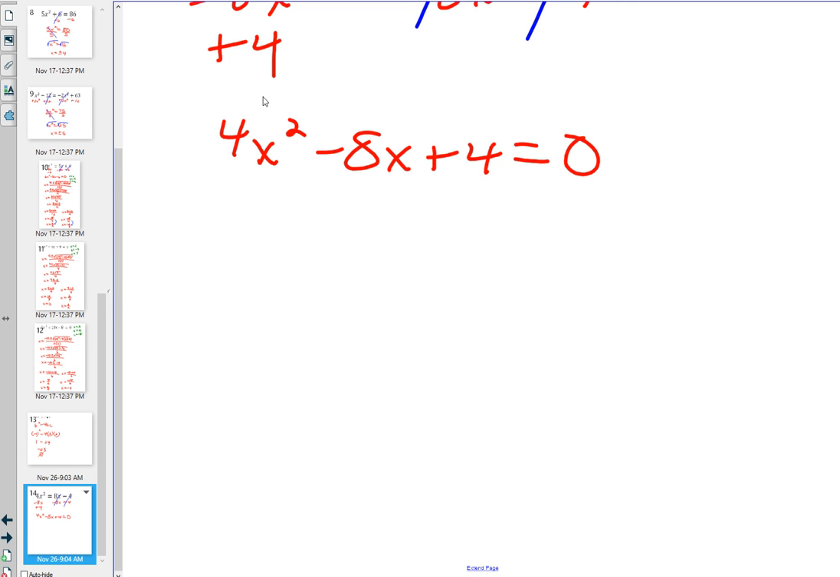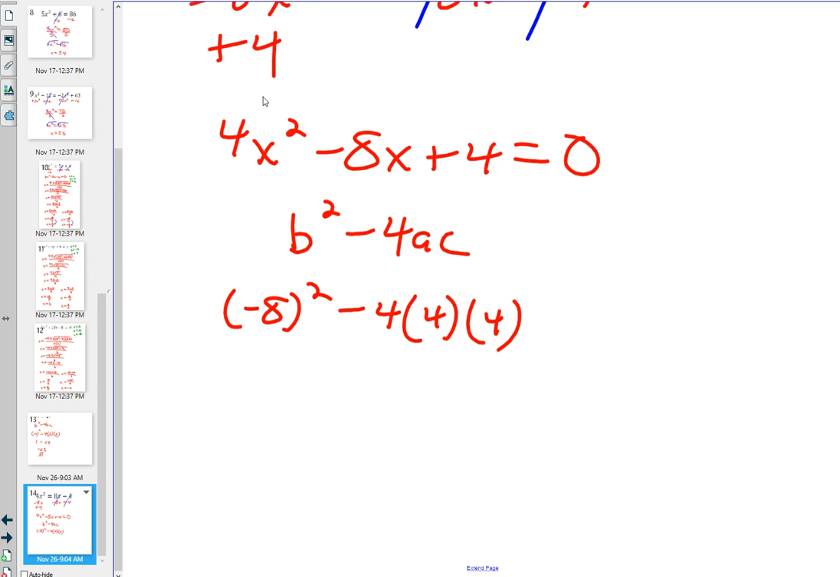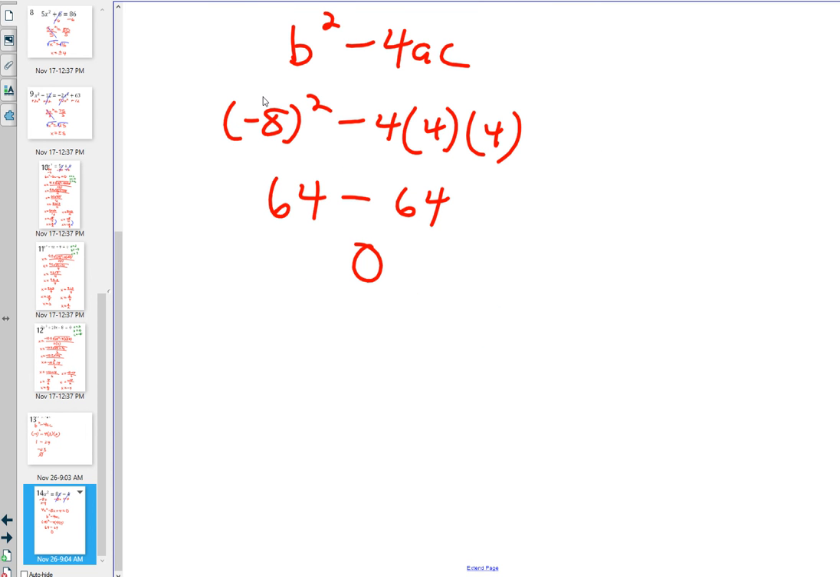If you want to find out how many solutions, the same thing. Let's just use b squared minus 4ac. What's b? -8. Remember, anytime you square a number, you're going to end up with a positive anyways. Minus 4, a is 4, c is 4. So this is 64, and then 4 times 4 times 4 is also 64. How many solutions? If you end up with a 0 discriminant, how many solutions? Yeah, one real solution.